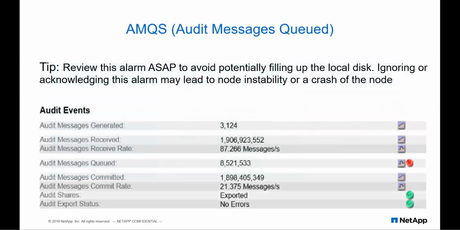All right, so first alarm, AMQS. You're going to see a very popular theme amongst these 3 alarms, and it's to please review this alarm. If you don't, that disk that houses that queue will slowly fill up over time. If you choose to ignore it or acknowledge this alarm, what could end up happening is the disk space could be used up until you get to a couple meg, and then ultimately 0 bytes free. That will create instability and a possible crash of the node.